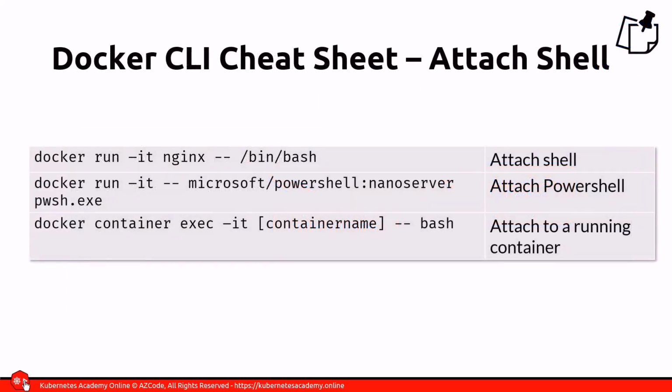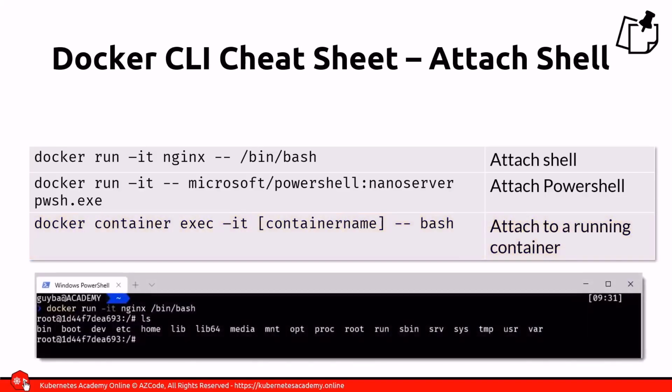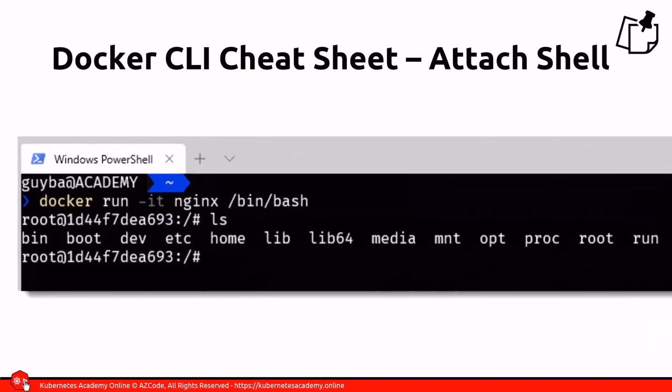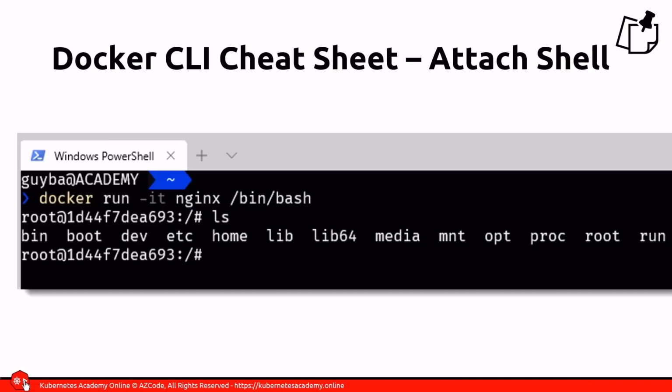Containers are not black boxes. You can attach a shell to your terminal and run commands that will execute right inside the running container by using the -it switch and the name of the program you want to run. Running a Windows container? Well, you can run PowerShell. Using the docker container exec command, you can attach to a running container. Here's a screenshot showing the docker run command. And notice the terminal prompt changing when attached to a container.